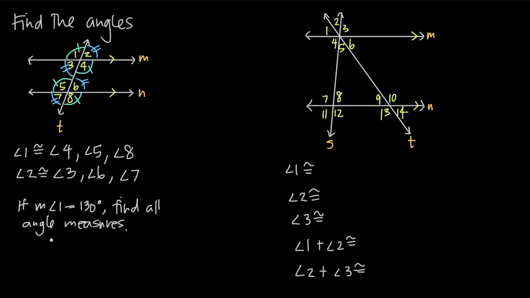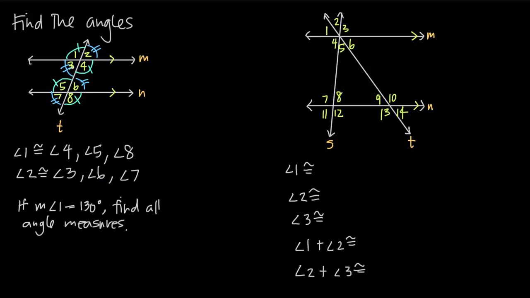Now we've also been asked here, if the measure of angle 1 is 130 degrees, find all of the angle measures. So if we've only been given the measure of angle 1, find the measures of angles 2, 3, 4, 5, 6, and 7. Well, that might feel like a tall order, only knowing one of the angle measures, but remember what we already know about the angles being congruent.